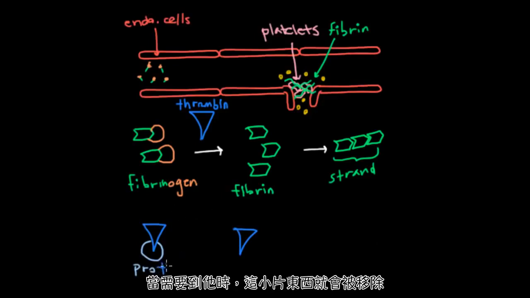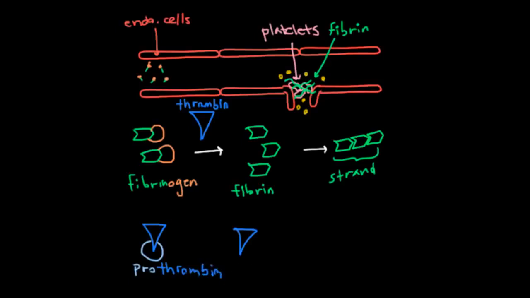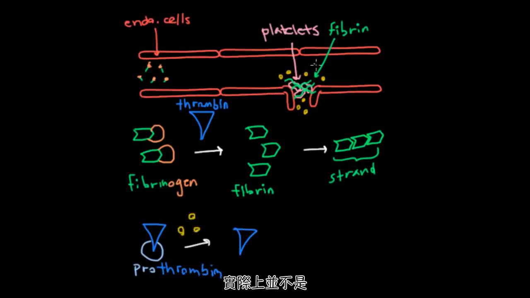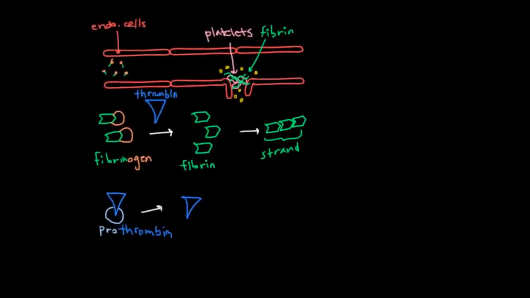And that piece is removed when you want to get to work. So is prothrombin activated by the little yellow guys? Well, actually, he's not either, because the chain of amplification is much longer than that. To draw out the actual amplification cascade, you just need to see it and practice. But there is an easier way to draw it than it usually is drawn, and so we'll do that now.